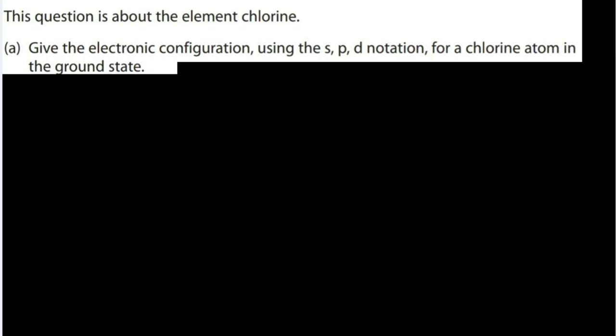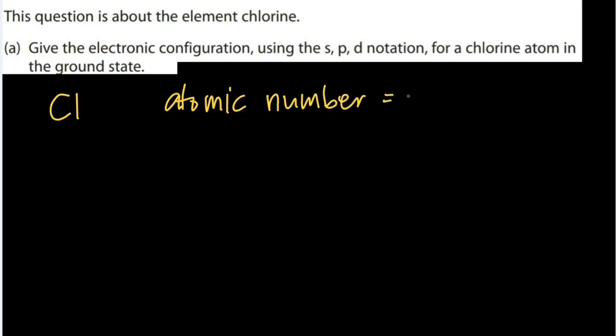This question is about the element chlorine. Give the electronic configuration using the SPDF notation for a chlorine atom in the ground state. So a chlorine atom has 17 electrons because its atomic number is equal to 17.